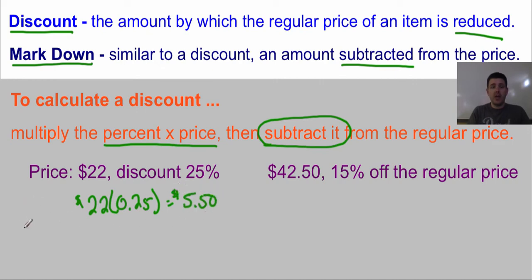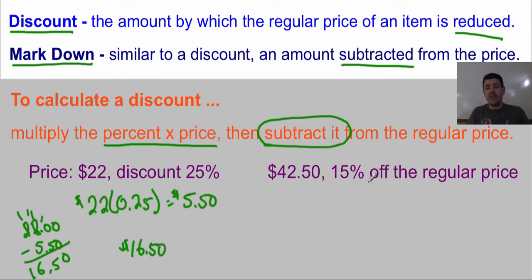$5.50. Now I'm going to subtract that from my $22. So I can do a little fancy borrowing here. A lot of times you'll just use your calculator for it, but we get a total of $16.50. So a $22 item only cost me $16.50 because of my discount.